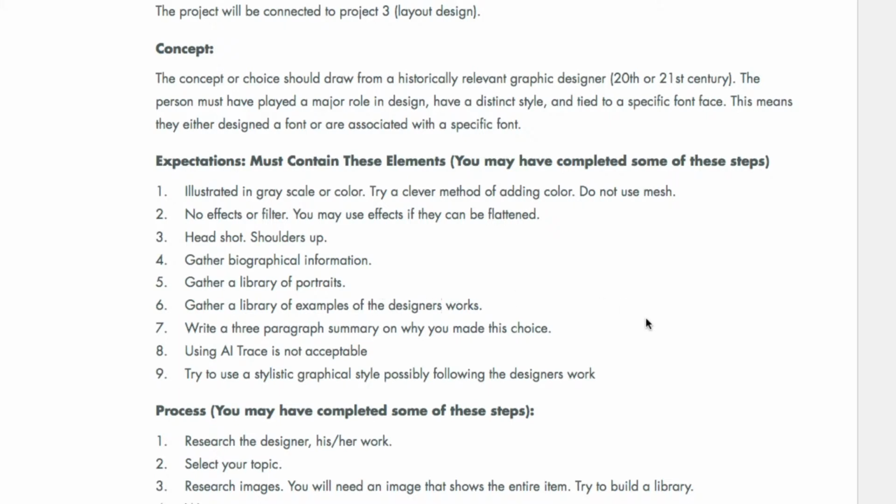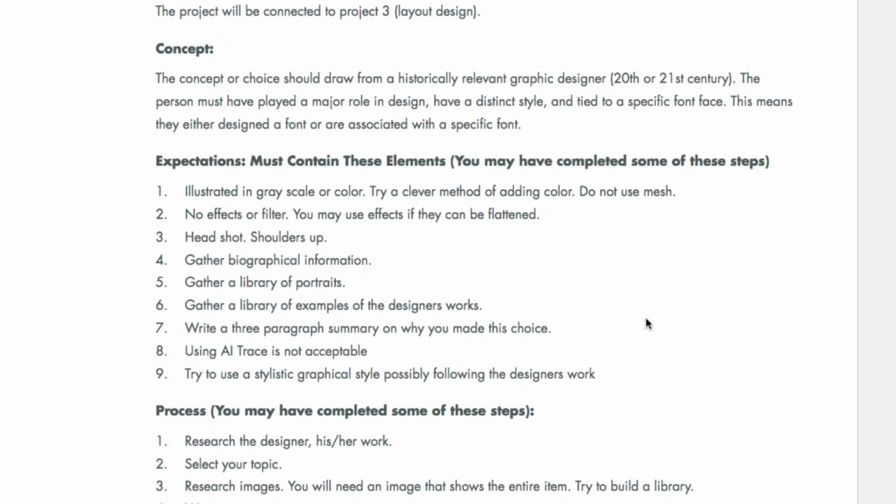The first thing, you can illustrate this both in grayscale or in color. If you're using a black and white image, as an example, you can illustrate this in black and white. Or if the image is in color, you can use color. Don't be afraid, either way is appropriate. Try a clever method of adding color. There's a feature that we're going to look at in class called the mesh. I don't want you using mesh for this assignment. We will discuss mesh later. I don't want you using mesh.